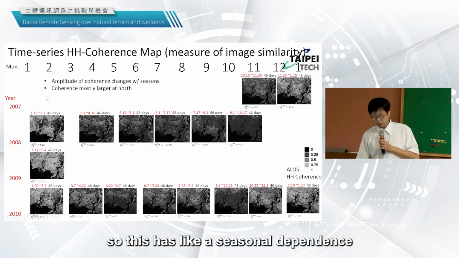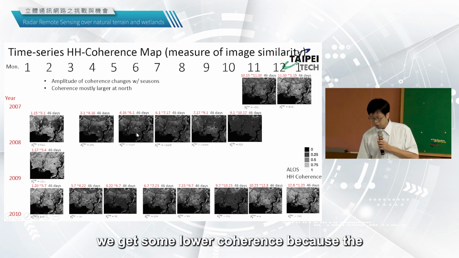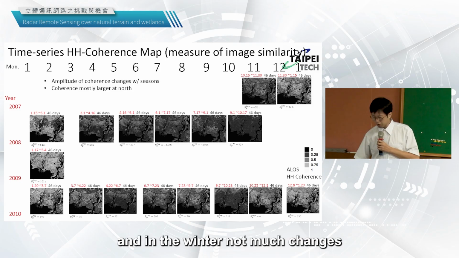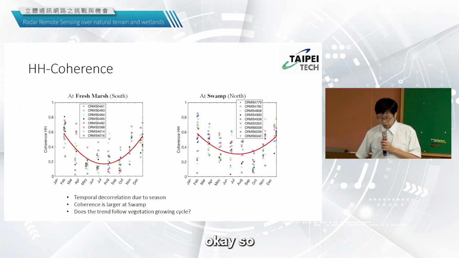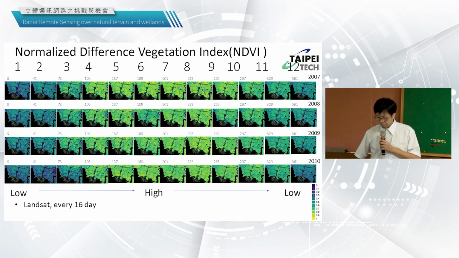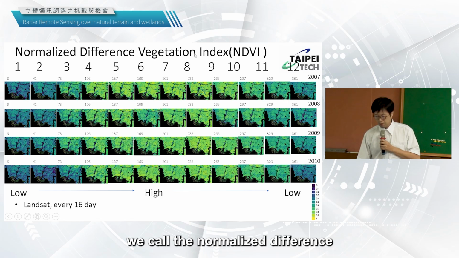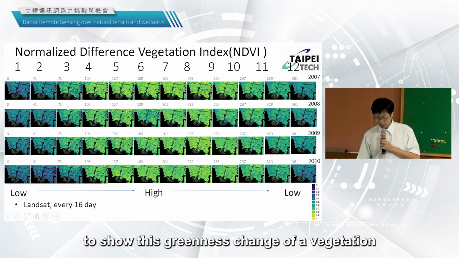So this has a seasonal dependence. You can see during the summertime, you get lower coherence because the leaves increase. And in the winter, not much change, so you get higher coherence, which is brighter. This can also be verified with the normalized difference vegetation index from the optical sensor to show the greenness change of the vegetation.